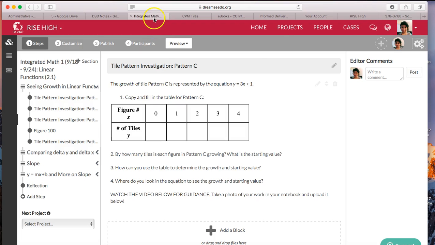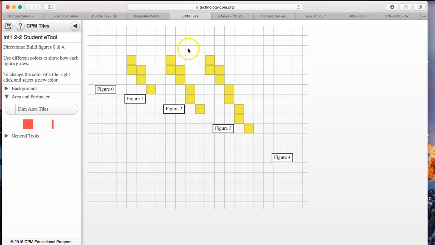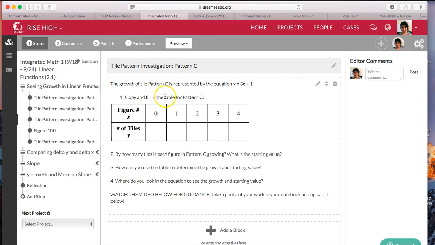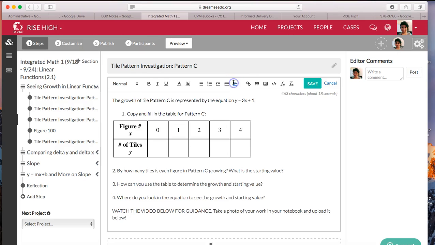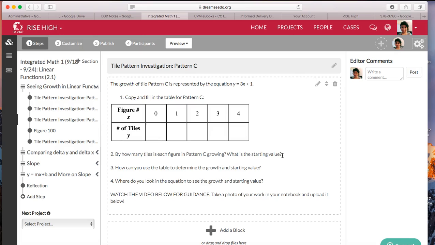All right, so now we're going to be looking at pattern C. As you notice, this one's slightly different. Instead of giving you actual tiles, like an actual tile pattern, pattern C gives you an equation, y equals 3x plus 1. So your x is still your figure number, your y is still the number of tiles, but now they're telling you what the equation is.